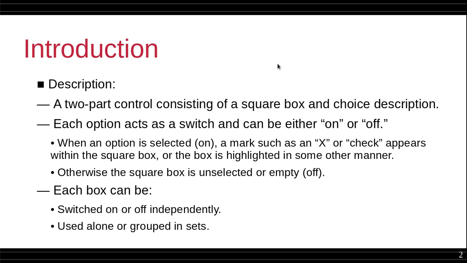Here is the introduction. A two-part control consisting of a square box and choice description is the checkbox. Each option acts as a switch and can be either on or off. When an option is selected, that means on, a mark such as an X or check appears within the square box, or the box is highlighted in some other manner. Otherwise, the square box is unselected, empty, or off.